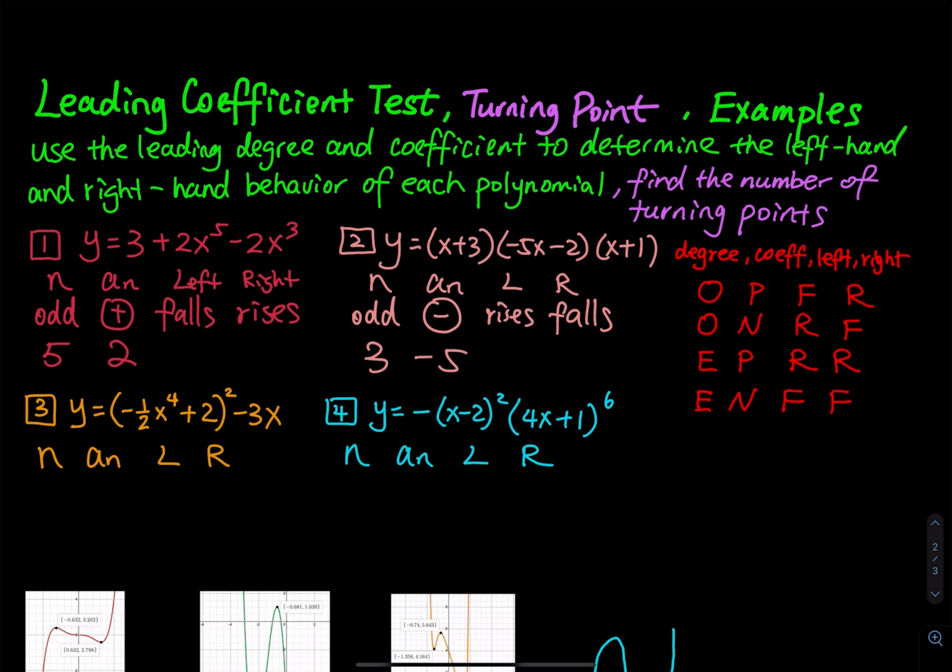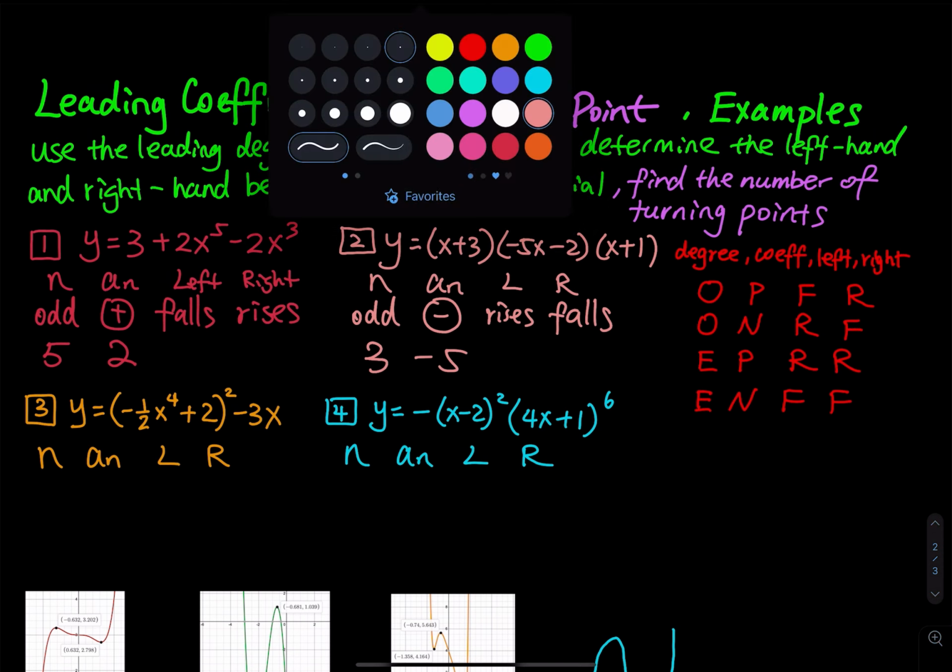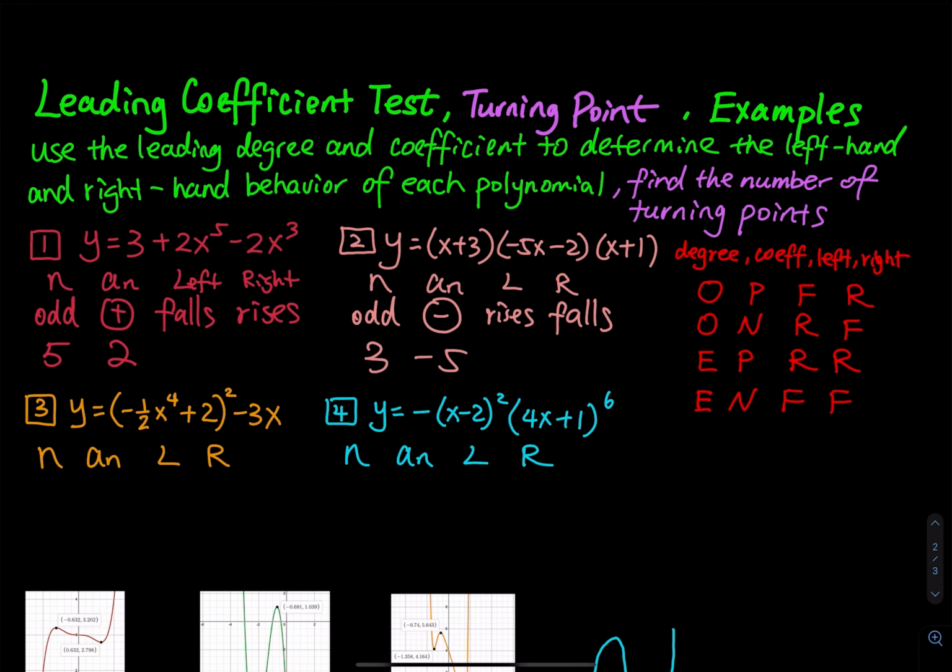All right, so how about number 3? Number 3, what is the highest degree? Don't tell me it's 4. It is not 4. This looks like 4, right? But you have a square over here. So when you square that, do we agree that we will have a negative 1/2 x to the 4th times itself? So x to the 4th times x to the 4th. You add the exponents. 4 plus 4 is equal to 8.